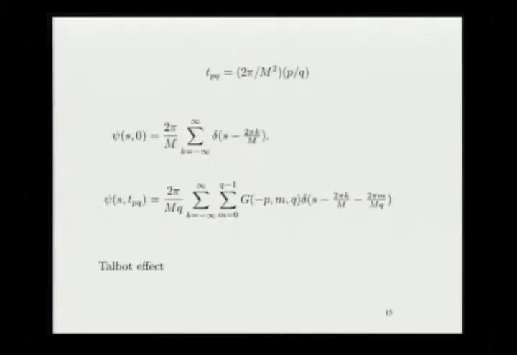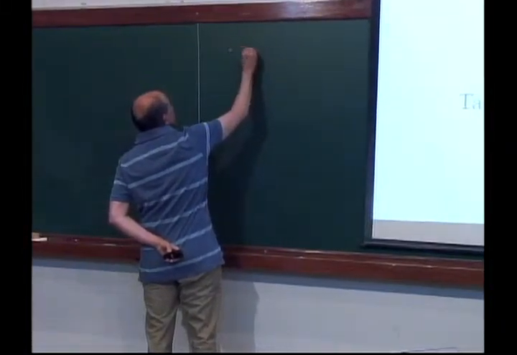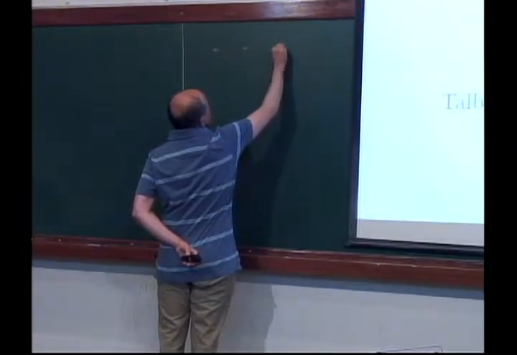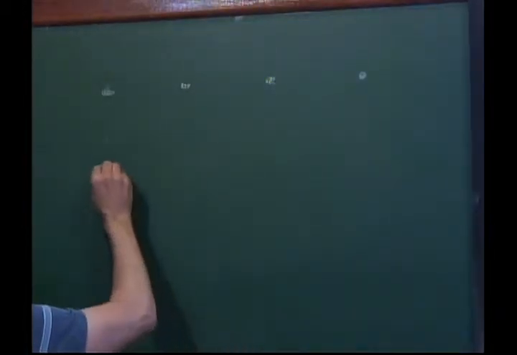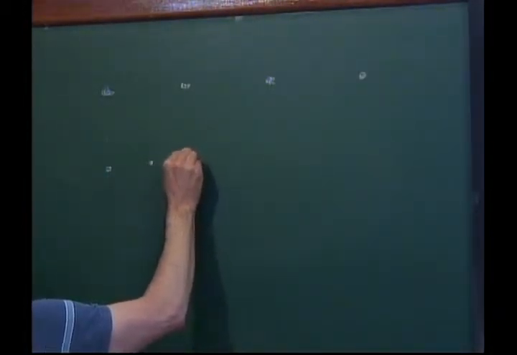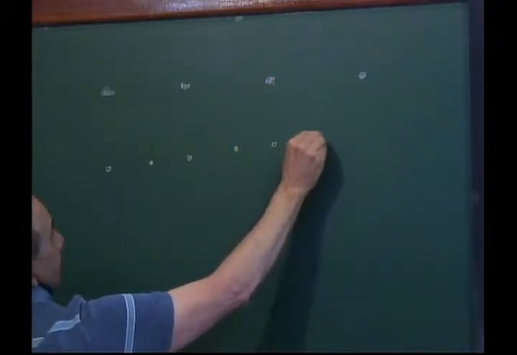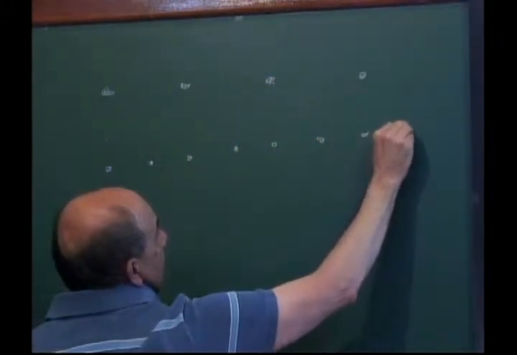But this is the Talbot effect, because at half of the distance, instead of having m deltas, now I have 2m deltas. And at a quarter of the distance, I have 4q. All right, so this is what I had. I have 4 deltas. Right, I had them here, here, here, and here. And at half of the distance I have the same ones, but I have some others in between.